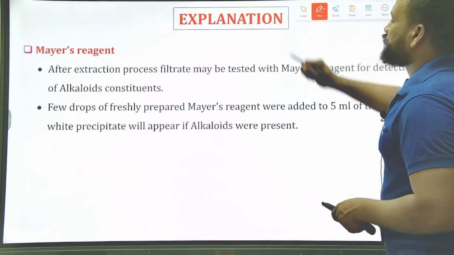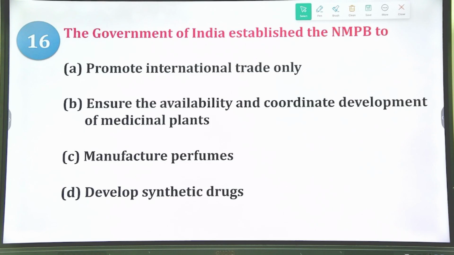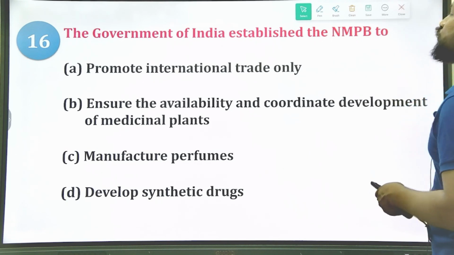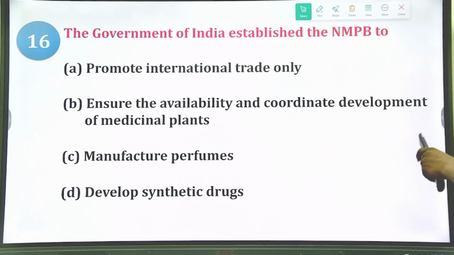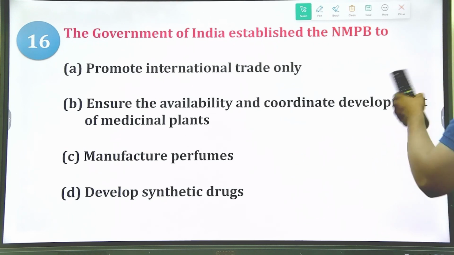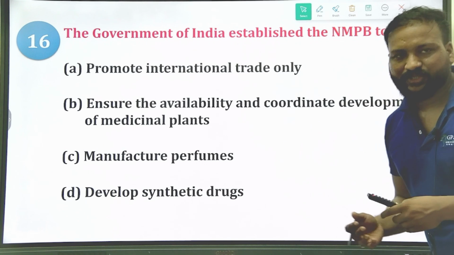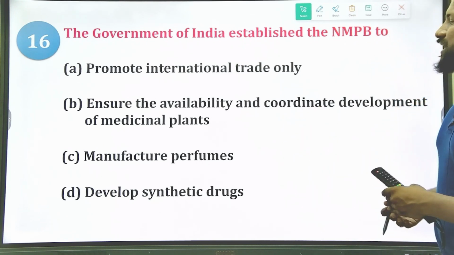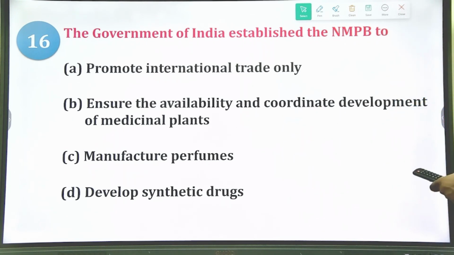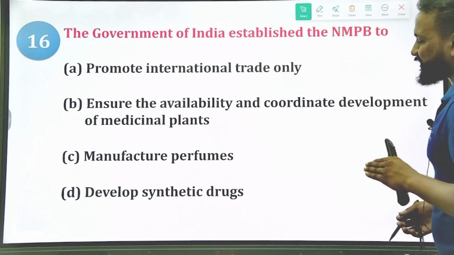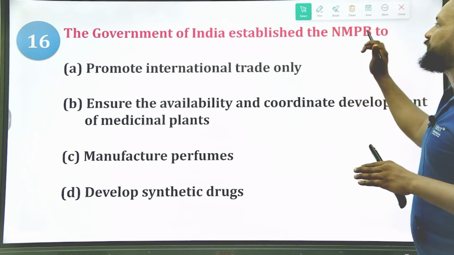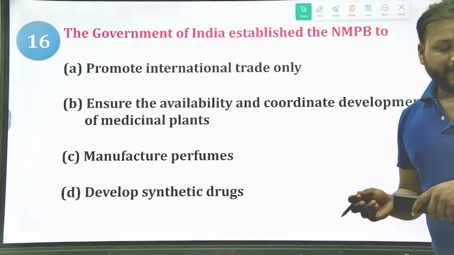So, move to the next question. The Government of India established the NMPB for which purpose? Option A, promote international trade only. B, to ensure the availability and coordinate the development of medicinal plants. C, manufacture of perfumes. And D, develop synthetic drugs. NMPB, what is that? What is the right answer?